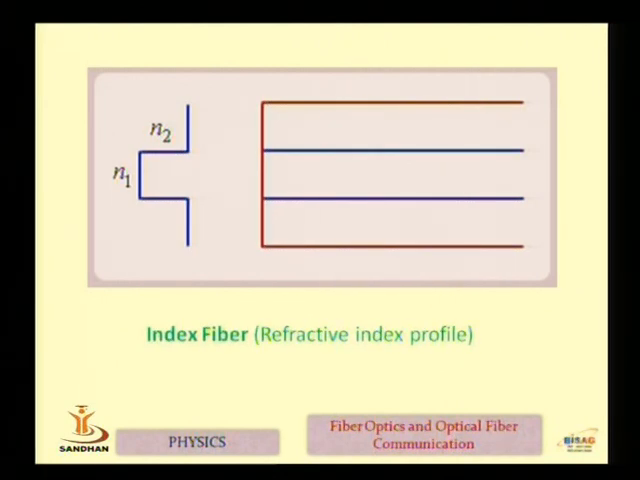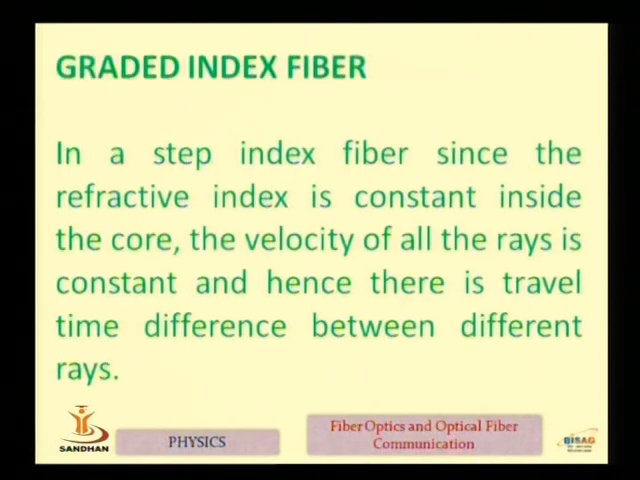So this is the index profile for the step index fiber. N1 and N2 are shown, where N1 is the refractive index of the core and is constant throughout the length of the fiber. Then there is a graded index fiber, or GI fiber. In a step index fiber, since the refractive index is constant inside the core, the velocity of all the rays is constant, and hence there is a travel time difference between different rays.